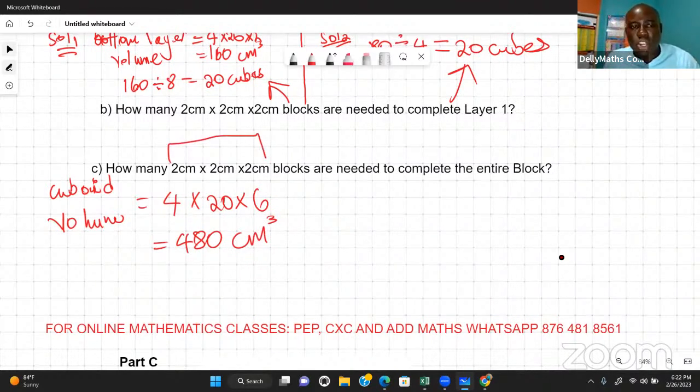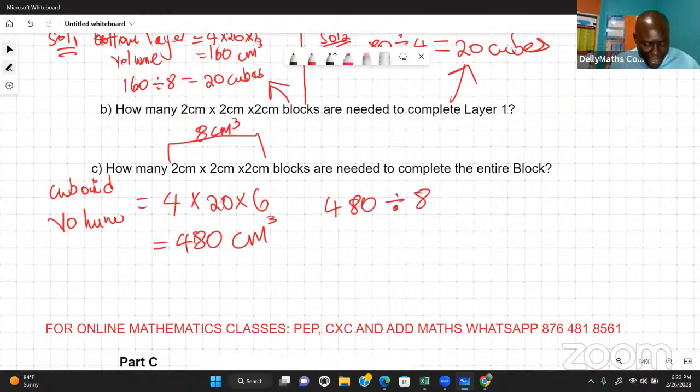Remember, this has a volume of 8 cm cube. So basically, I want to know how many 8 cm cubes can fit into that. So we could say the 480, and you want to divide that by 8. And that's one of the approaches as well. You're going to realize that it's going to take me 60 cubes to actually fill the entire thing, all right? 60 cubes.